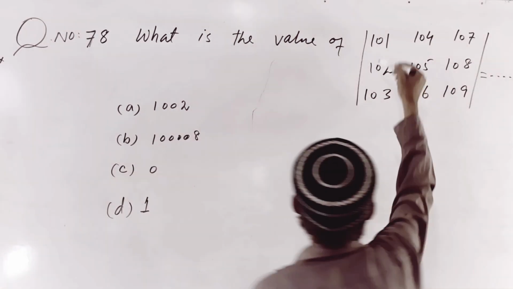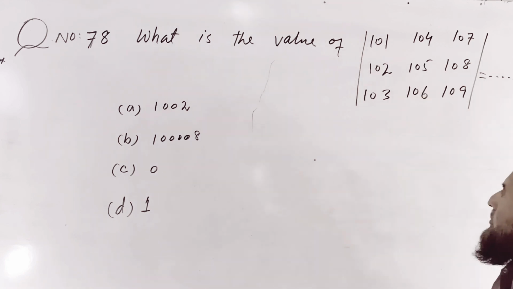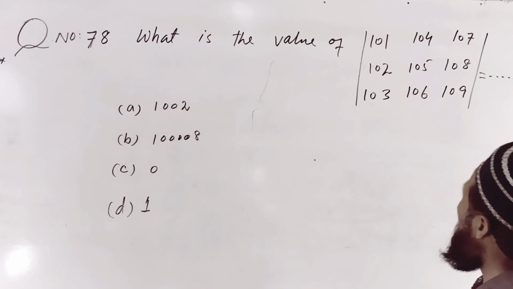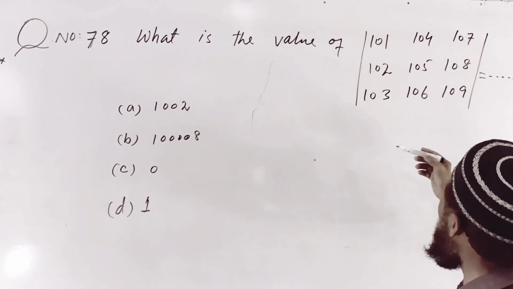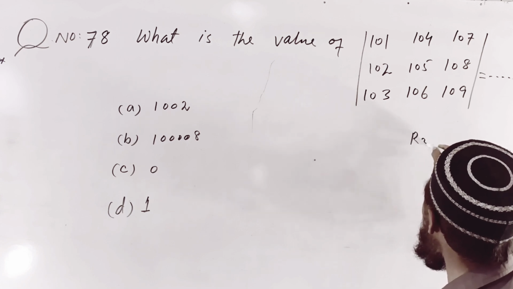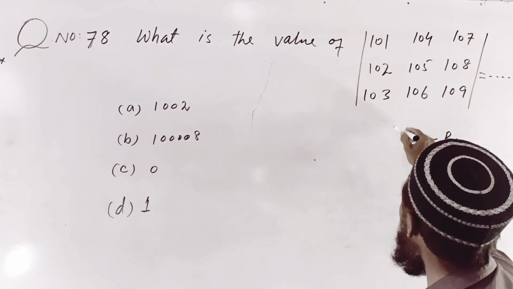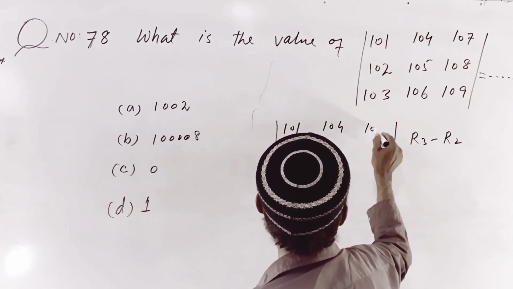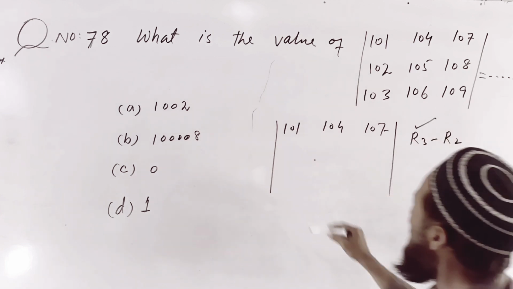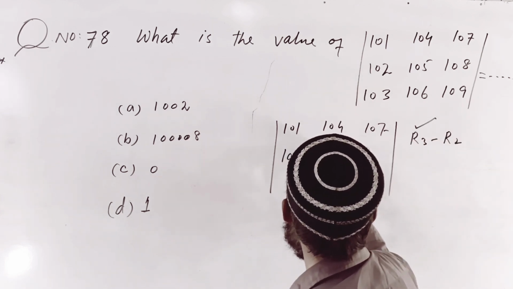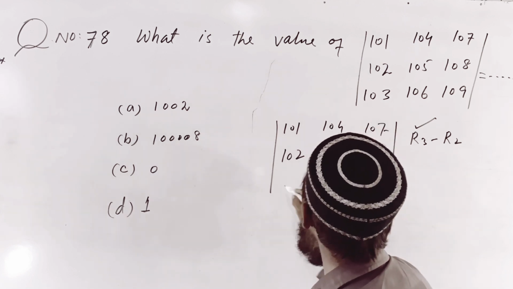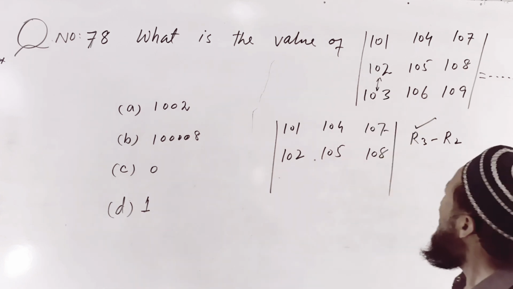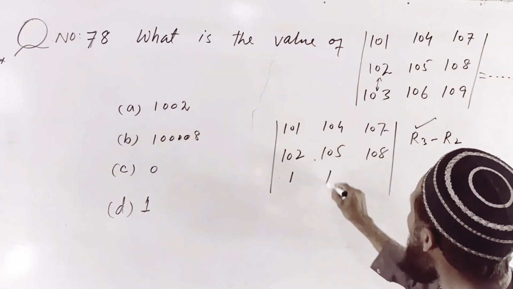So look here, the series starts from the column side, so the difference is equal to 1. If we subtract row 3 minus row 2, we get 101, 104, 107 for row 3, and for row 2 we have 102, 105, 108. Subtract this value from this one, so we get 1, 1, and 1.